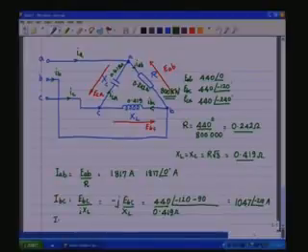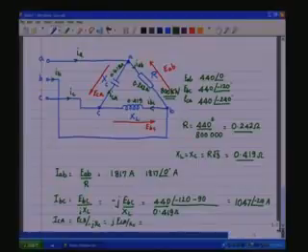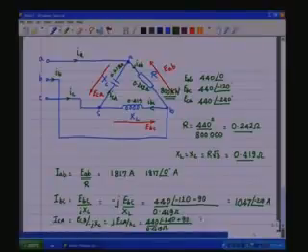Then ICA is equal to ECA by minus jXC, which will be j ECA by XC, which is 440 at an angle of minus 240 plus 90, divided by 0.419 ohms, and that would be 1047 at an angle of minus 150.